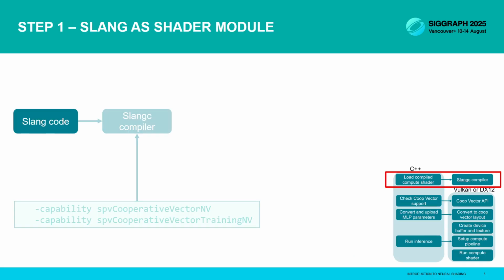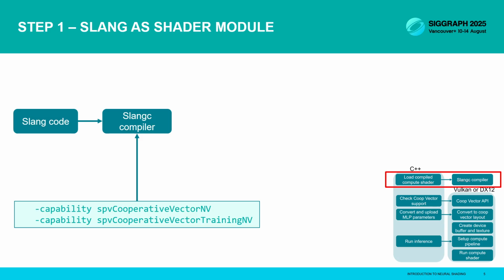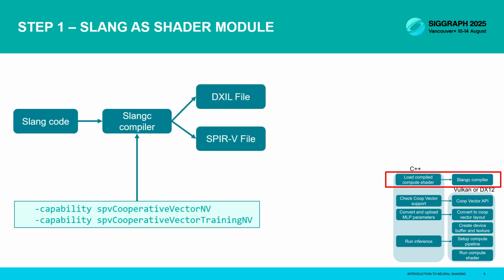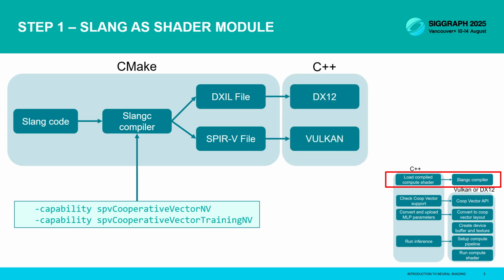Step 1 is Slang code compilation. For that, we use the Slang C compiler. And we need to set two additional flags: capability SPV cooperative-vector NV and capability SPV cooperative-vector training NV to enable using the cooperative-vector extension in our Slang shader code. The Slang C compiler produces shader binary files, a DXIL file for DX12 and a SPIRV file for Vulkan. And it makes sense to use CMake or a similar tool to automate Slang code compilation. On the C++ side, we just use the graphics API to load binary shader code.